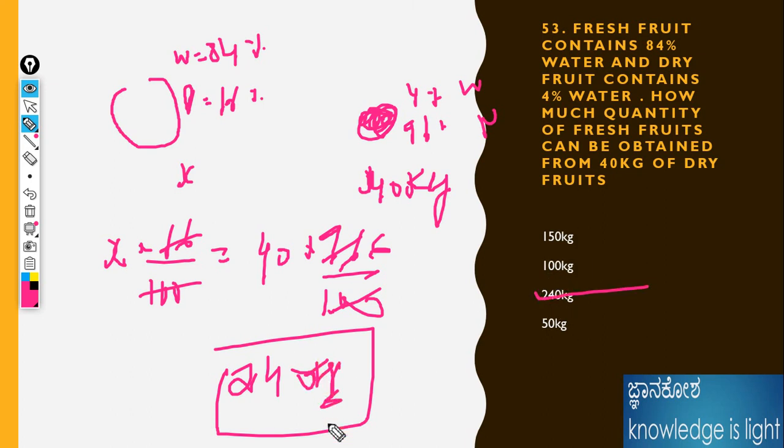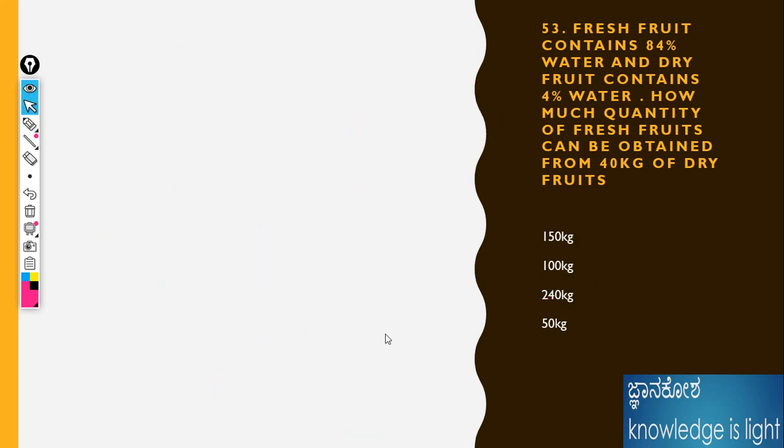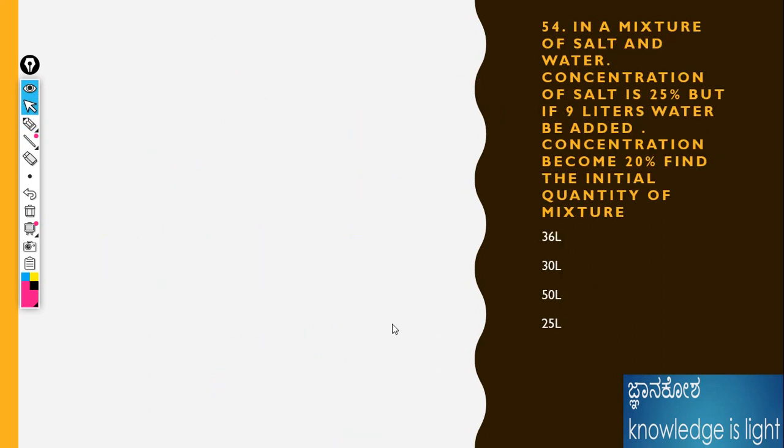Okay, next question. In a mixture, the salt and water concentration is 25%. Suppose in a container of some volume we have 25% salt. I don't know the exact quantity of the volume in this container, but 25% salt is present.